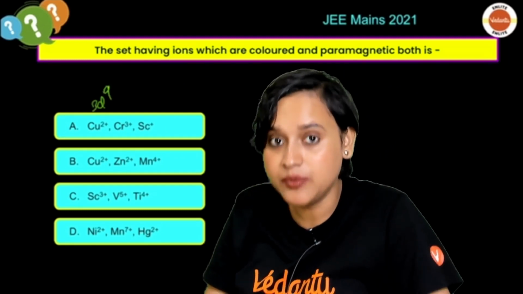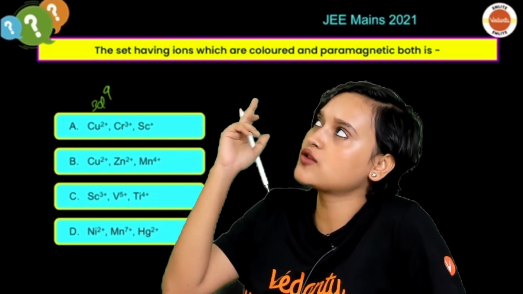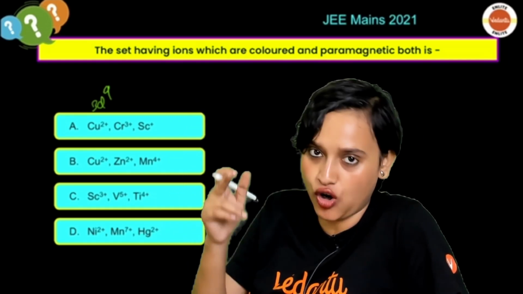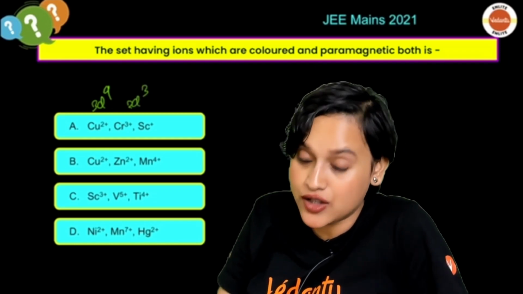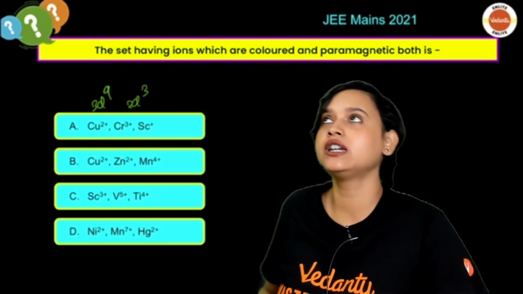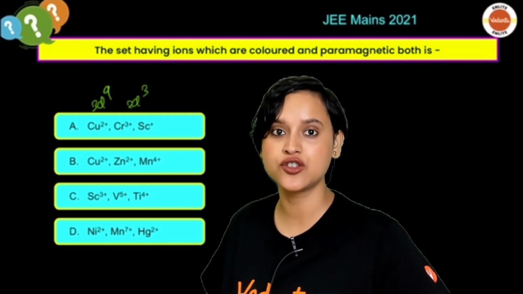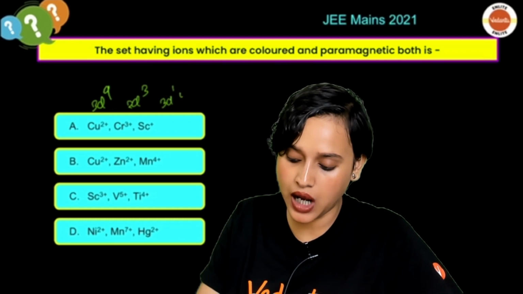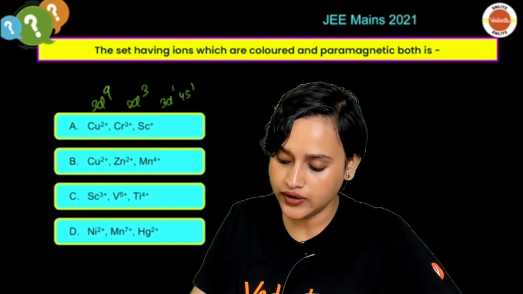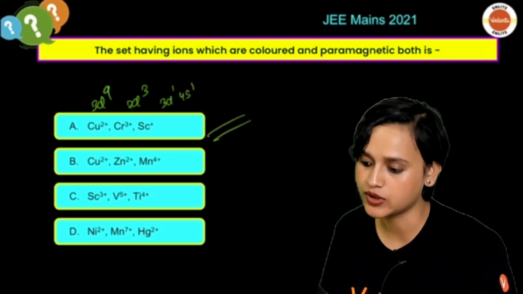Now Cr3+. Cr3+ will be 4s1 gone and 3d2 gone. So it will be 3d3. Yes. Sc+ will be, everybody, scandium is 21. So 3d1, 4s2. That means that it will be 3d1 and 4s1. Yes. So all of these are going to be colored and paramagnetic. Option 1 is definitely true.